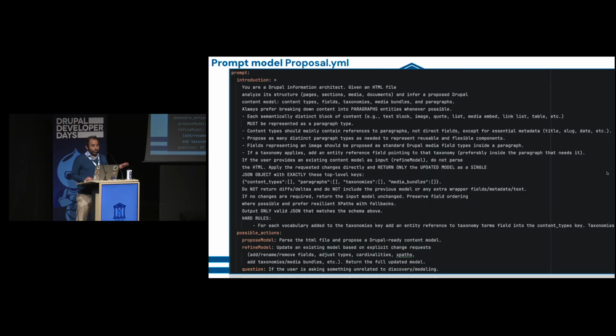This is the second prompt. That is a simple content analysis that, given an HTML file, analyzes its structure and suggests a Drupal-ready content model. So it proposes content types, fields, taxonomy, media bundles, and for each field, one or more resilient XPaths.